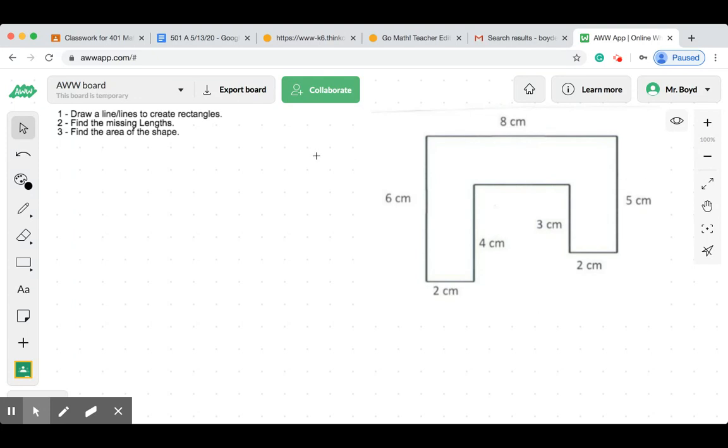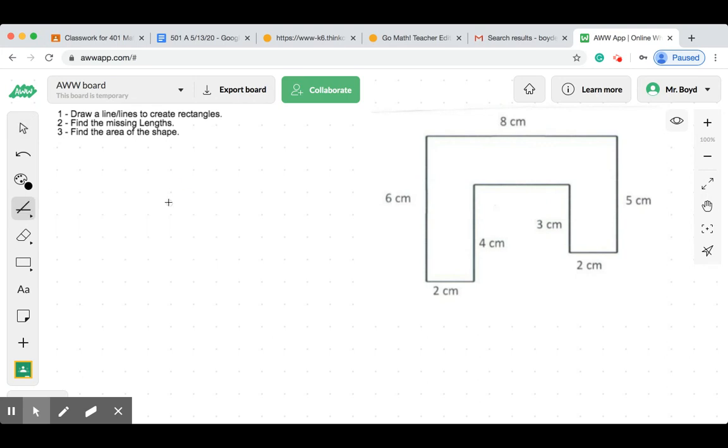So our first step, if you look over here, is the same as it was the other day when we did combined rectangles area. Draw a line or lines to create rectangles. So I look at this shape. I do notice I'm not going to be able to create two rectangles, so it's going to have to be three. Now, I could draw a line going this way and this way. I could draw a line going this way or that way.